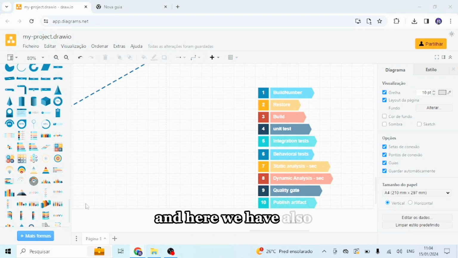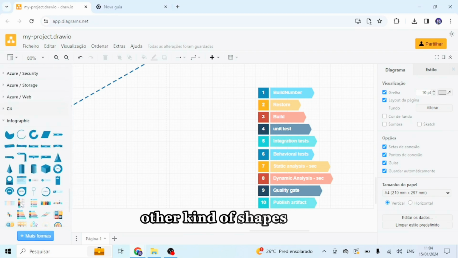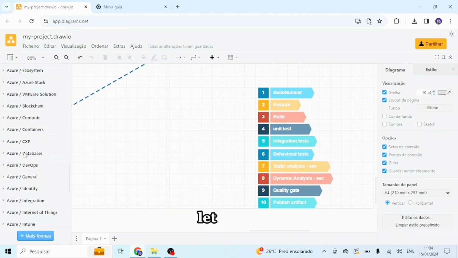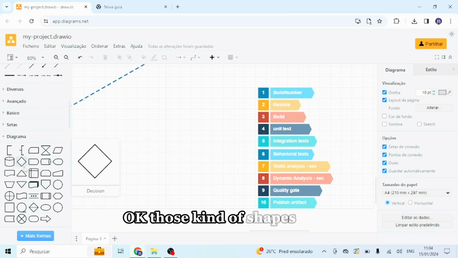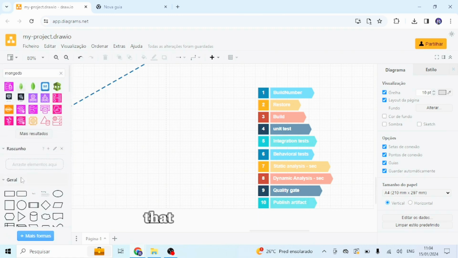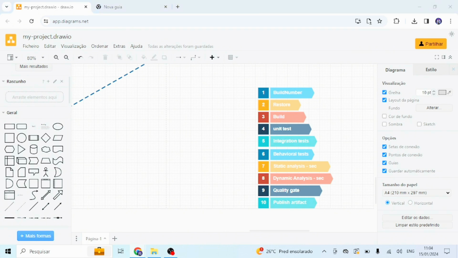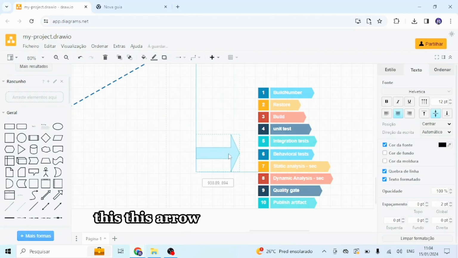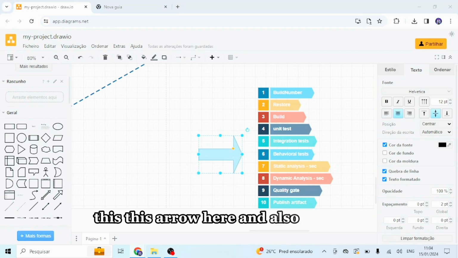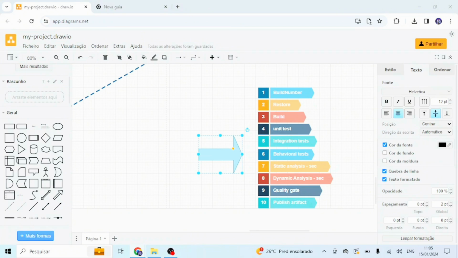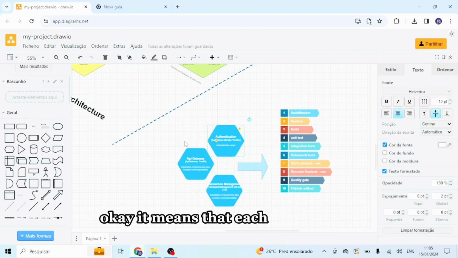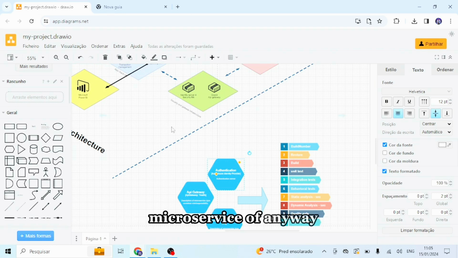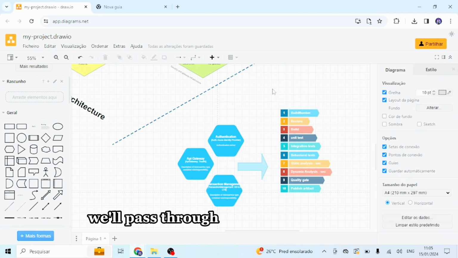And here we also have other kinds of shapes, right? Let me see. Okay, those shapes that we can also use here. I'm going to pick up this arrow here, and also this other guy. Okay, it means that each service, microservice anyway, will pass through this DevOps pipeline.